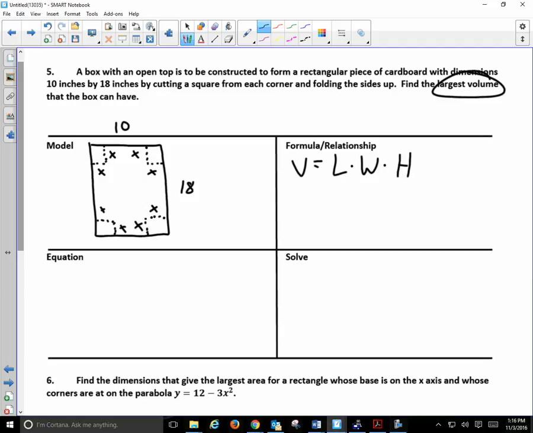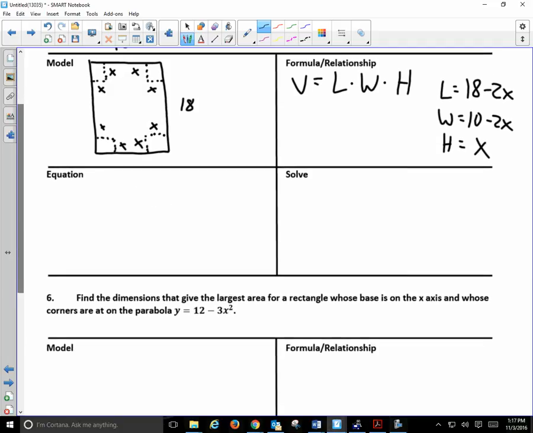Now, in this problem, I know the original piece of cardboard is 18 by 10. But if I want to write this in terms of length, width, and height, is the length more than 18, less than 18, or 18? Less than 18. Why? How much are you cutting off? x and x. So the length is 18 minus 2x. Good. The width, 10 minus 2x. And the height, x. Good. See, we've been down this road before, haven't we?